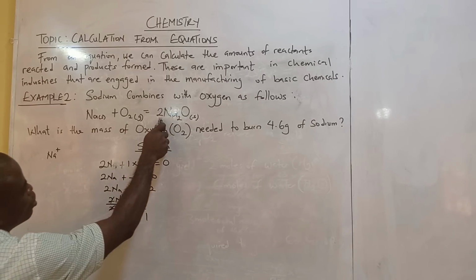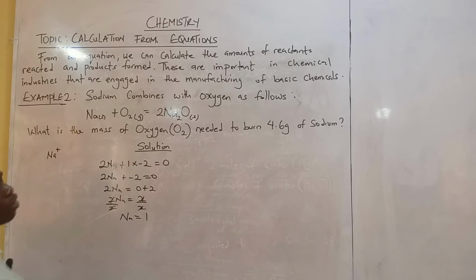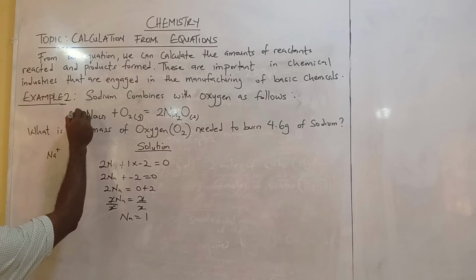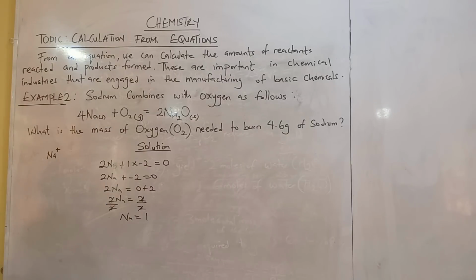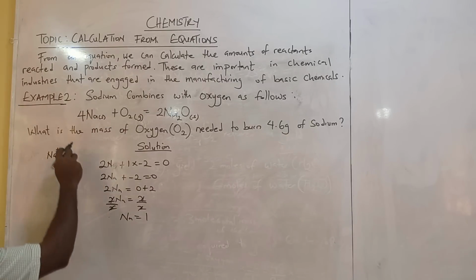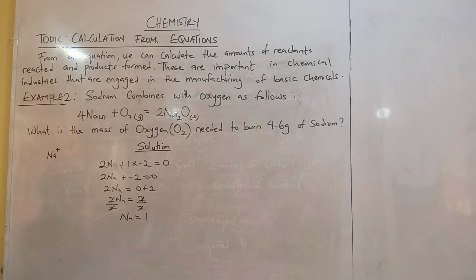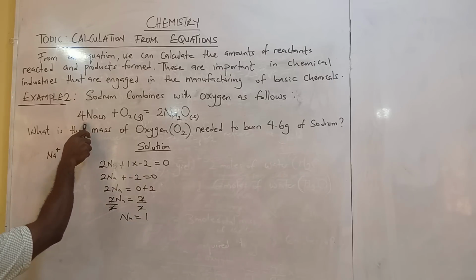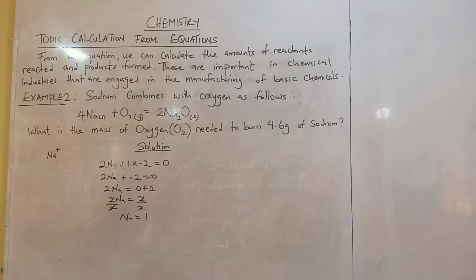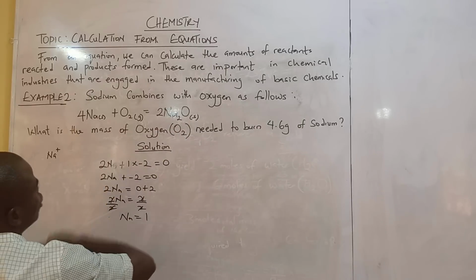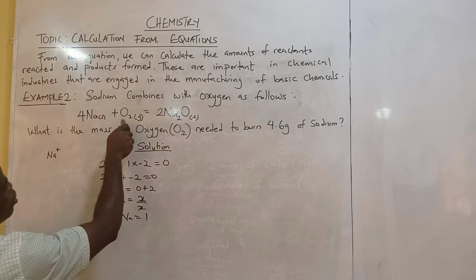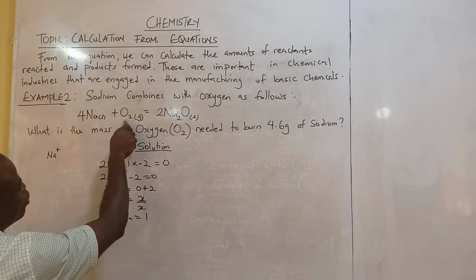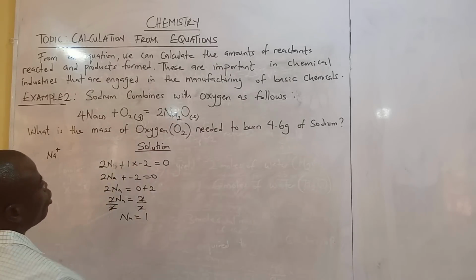Now you're having 4 atoms of sodium. What you need to do is to add 4 here. In the course of adding it, it's now balanced. You can see it: 4 atoms of sodium, 4 atoms of sodium, 2 atoms of oxygen, 2 atoms of oxygen.